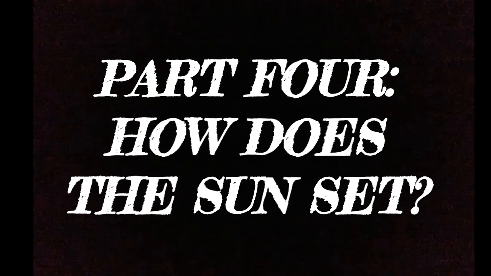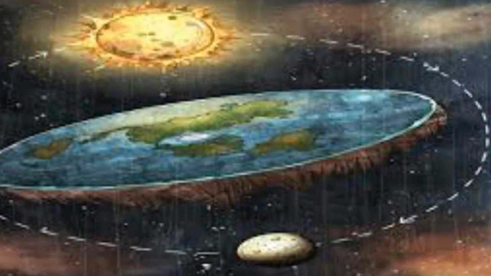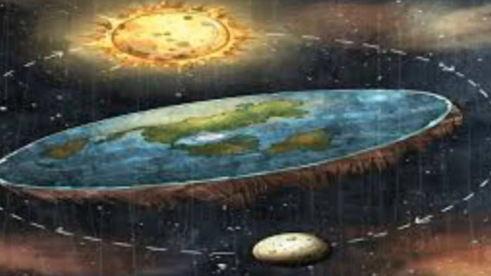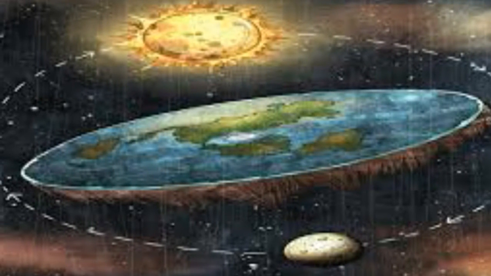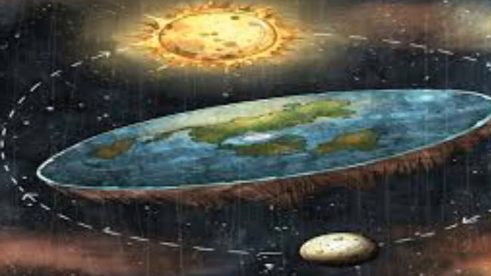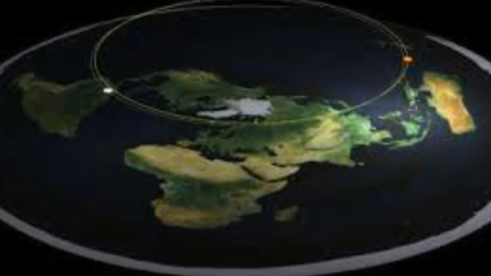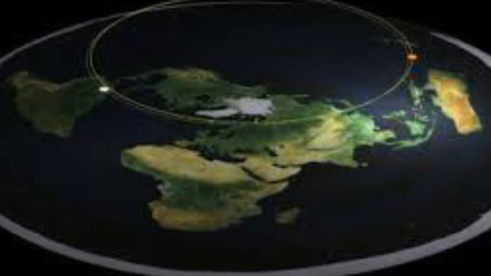How does the sun set on a flat Earth? This information will tell us that flat earthers believe the sun, moon, planets, and stars go under the Earth at night. But we all know that that is quite ridiculous. What one needs to understand is that the sun, moon, stars, and planets are all much smaller and much closer to the Earth than we have been told.